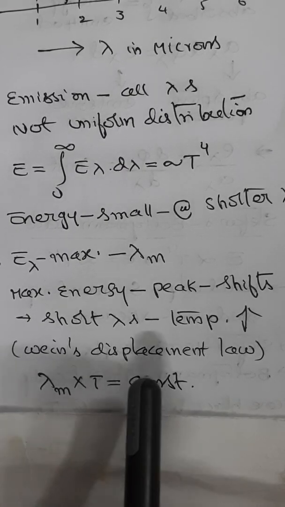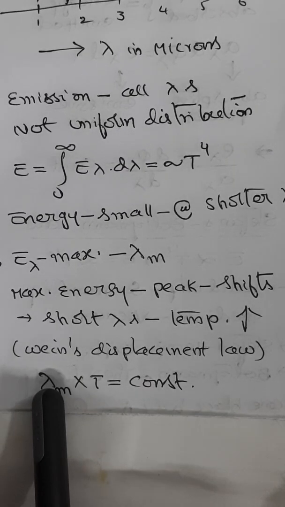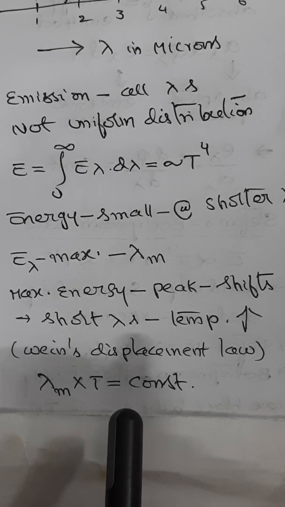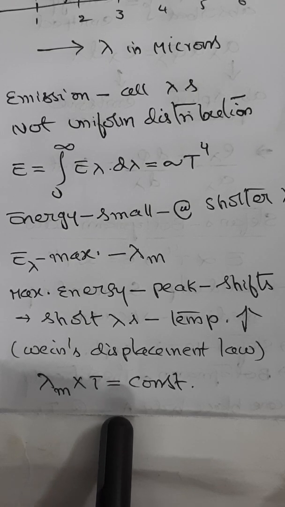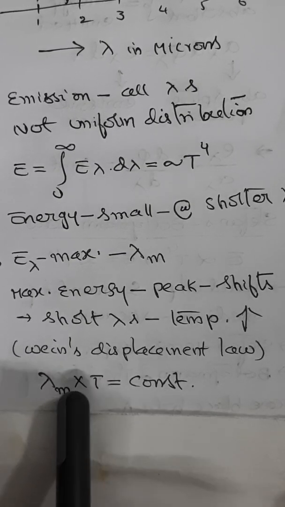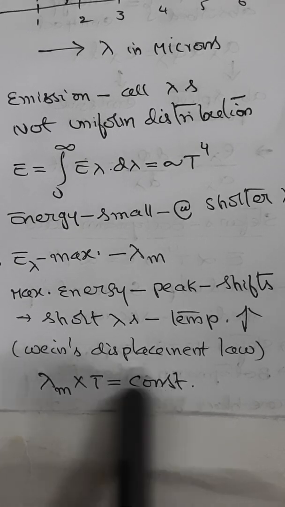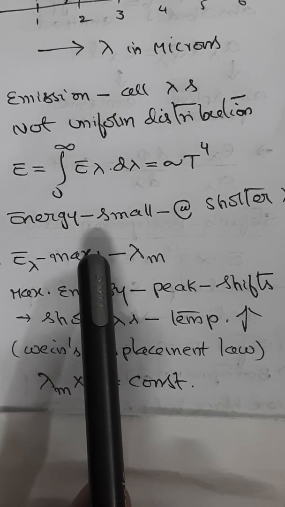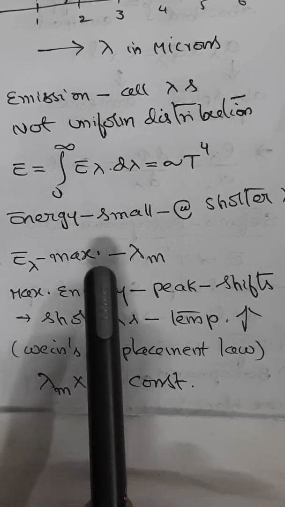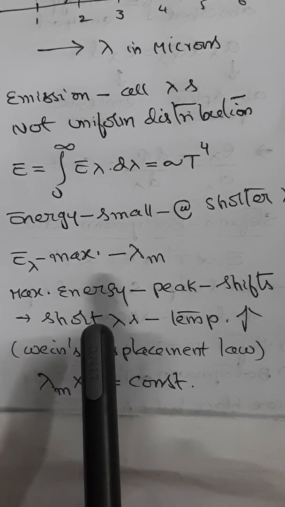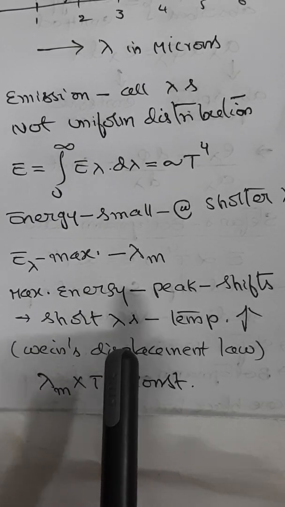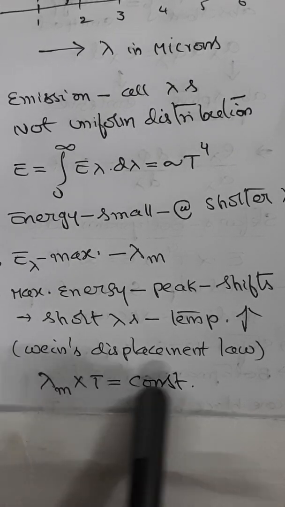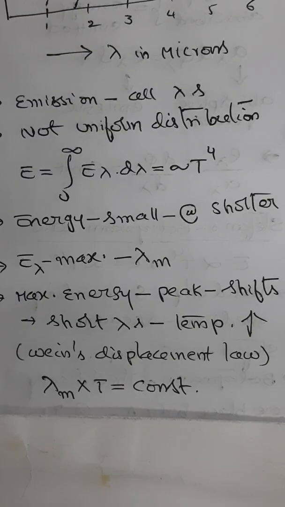So lambda m into T. Lambda m is the maximum specific wavelength for the spectral radiation, and T is the corresponding absolute temperature. So the product is found to be constant, which is known as Wien's displacement law. Now this shows that as the temperature is increased, the black body emits radiation of shorter wavelengths such that the product of temperature and maximum wavelength is found to be constant.